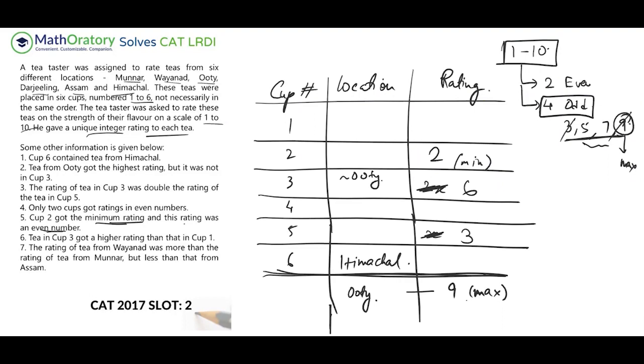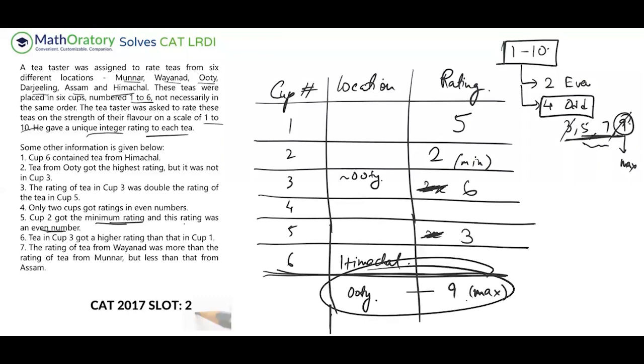So what do we know? So 5 is done. 6 says T in cup 3 got a higher rating than in cup 1. Okay, so T in cup 3. So cup 3 is rated 6, right? So cup 1 has to be less than 6. What are the numbers left? So only 5 and 7 are left out, right? Everything else has been plugged in. So if it has to be less than 6, the only rating feasible is 5, right?